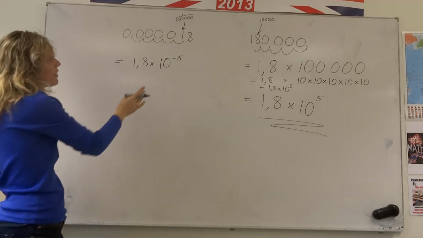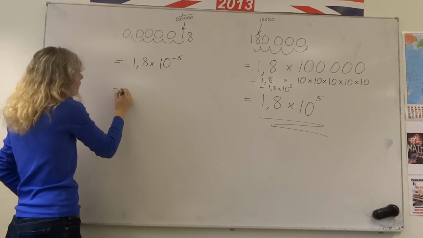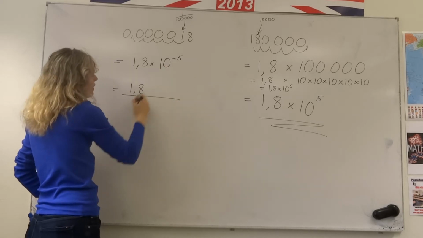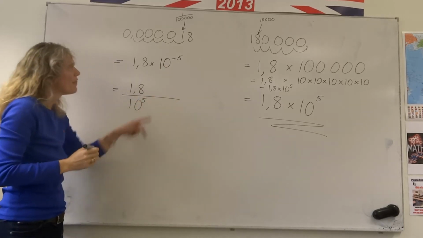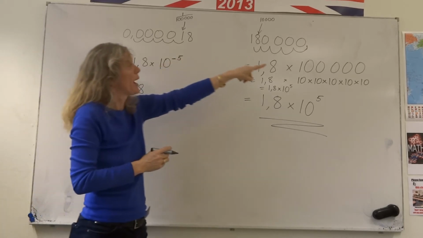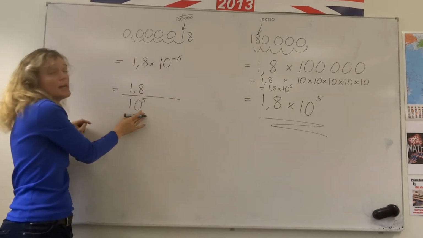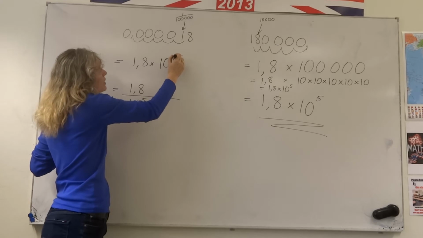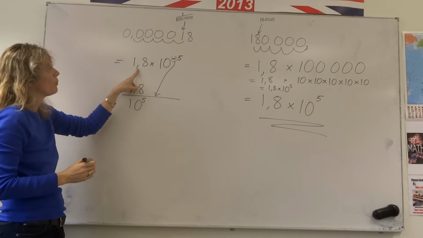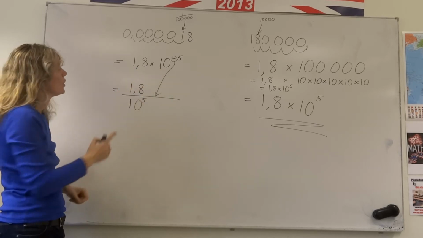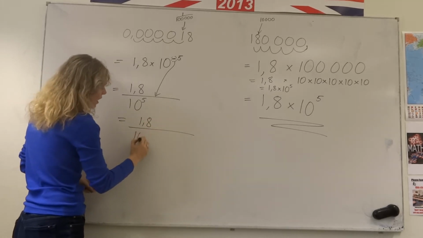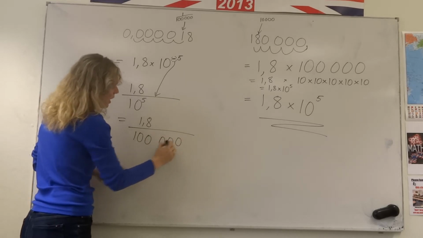Why is it to the minus 5, and what does that minus 5 mean? Well, it actually means 1.8 divided by 10 to the power of 5. That's what the minus means. The minus means that it isn't times 10 to the power of 5. It means it's divided by 10 to the power of 5. So this minus here actually tells you that there's a big divide line here between your 1.8 and your factor of 10. So what does that mean then? Well, it means that it's 1.8 divided by 10 to the power of 5, which we know is 5 zeros, 100,000.